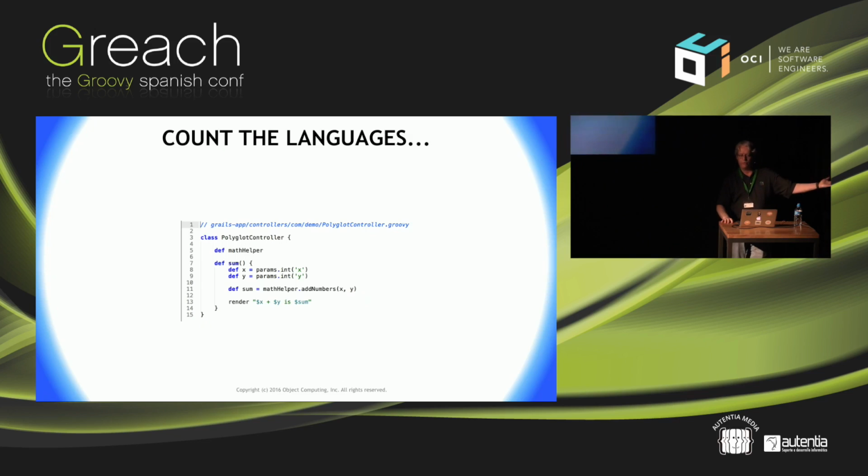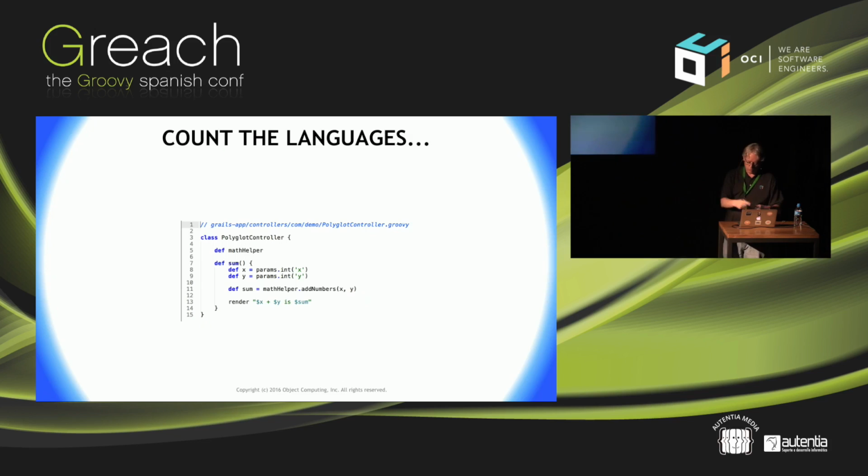Now someone's going to have to write the math helper. That person decides what language they want to write that thing in. If they're going to write that thing in Scala, then that person needs to know Scala. But in order to do that, they don't have to know Groovy, right? They don't have to know this language that we're looking at here.